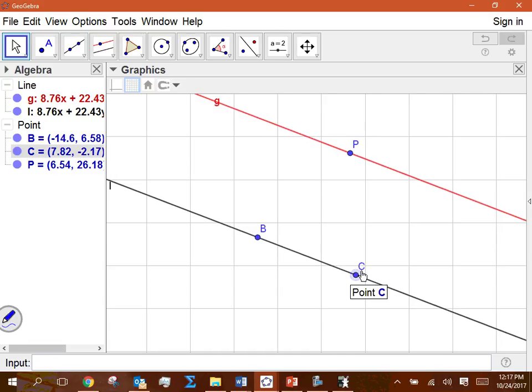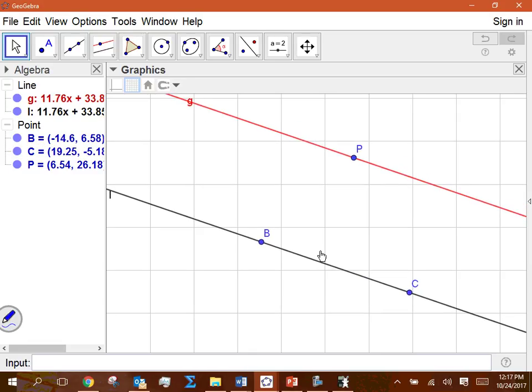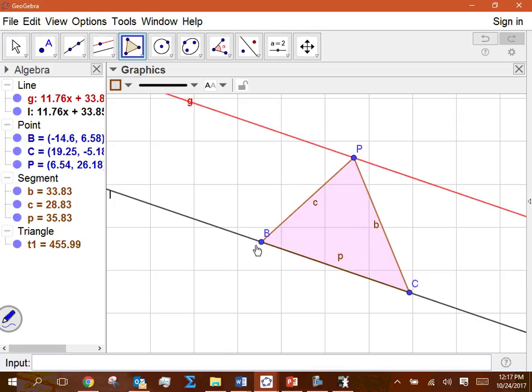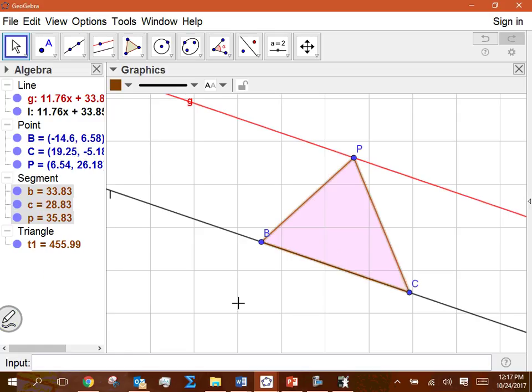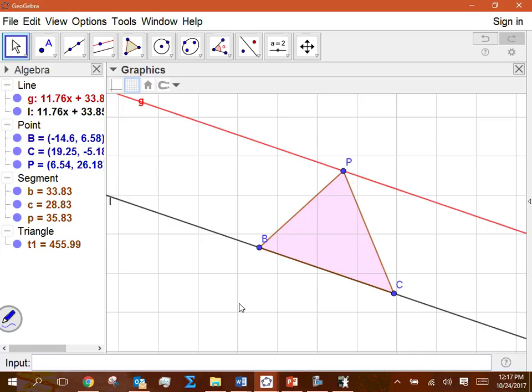I'm going to put another point down here on this given line. And now I'm going to do that. Okay? What kind of shape did I just create? Triangle. Okay? And we want to find out one of the most important features about any triangle, and it's going to exist regardless of what the triangle looks like.